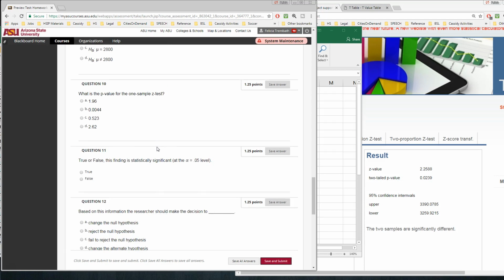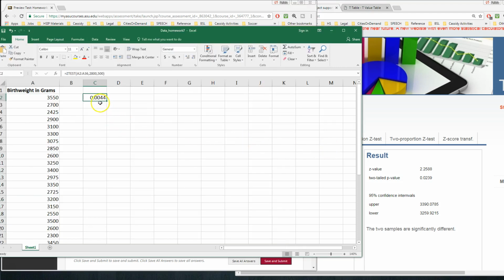Question 10 asks, what is the p-value for the one sample test result? And we ran that test and got a p-value of 0.0044.